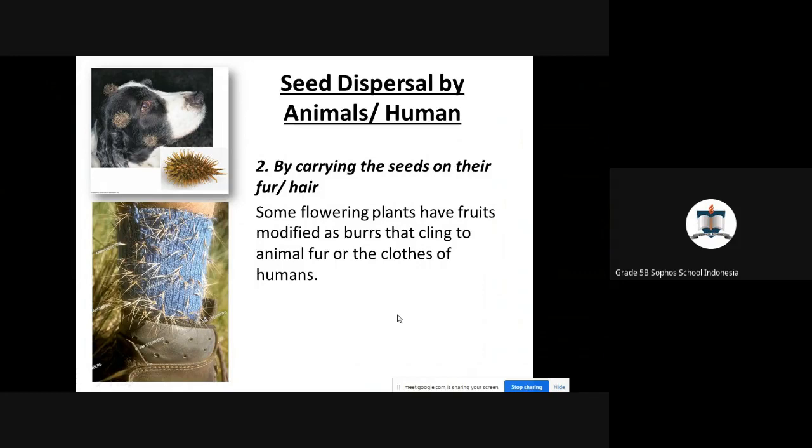Some flowering plants have fruits modified as burrs that cling to animal fur and the clothes of humans. What are the characteristics of this seed? This seed has hooks.